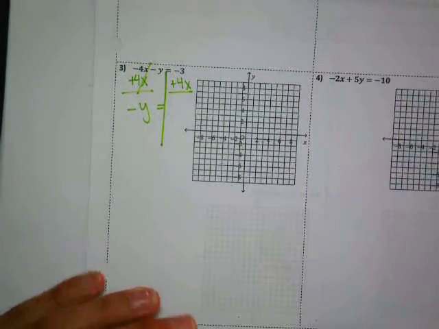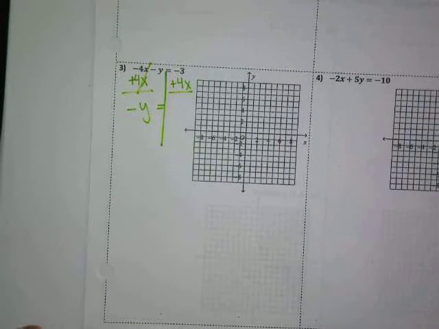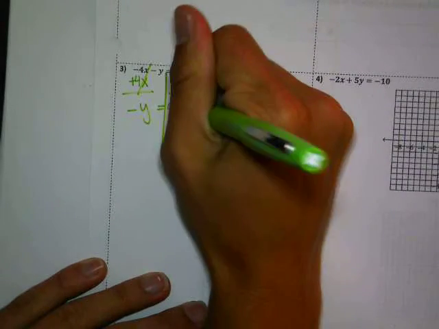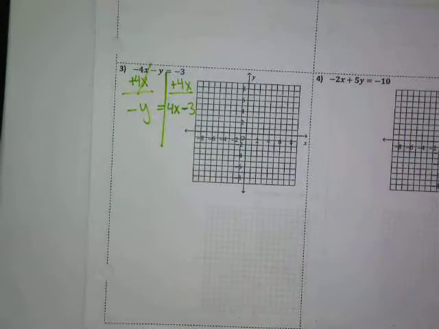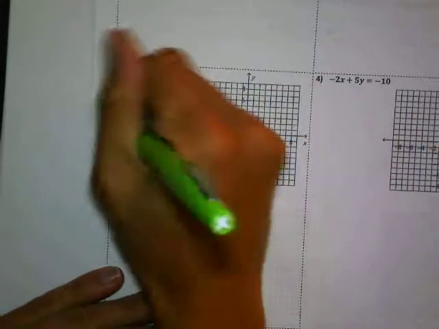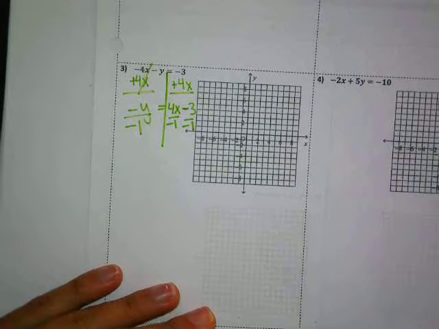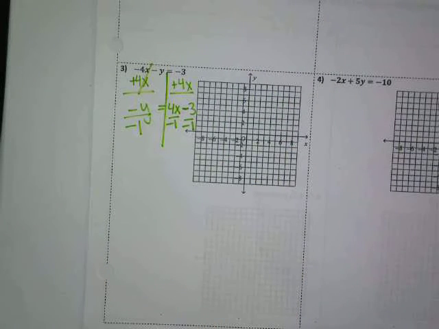Okay, can you combine 4x and negative 3? So you can't combine them. They're not like terms. So just write 4x minus 3. Y is not by itself yet. What's the last step? Right, divide by negative 1. Where'd you get 1? There's an understood 1 in front of the y. Like this number right here.